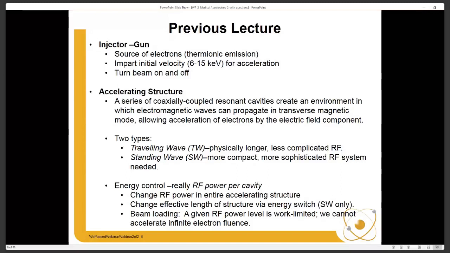Another way we control power is by what's called beam loading, and that is because a given amount of RF power does not provide us an unlimited work function. We cannot accelerate an infinite amount of electron current with a given amount of RF power. Therefore, by loading or unloading the accelerating potential with higher or lower electron current, we can raise or lower the final energy of the electron beam as it's leaving the accelerator. This is also known as the intrinsic energy.